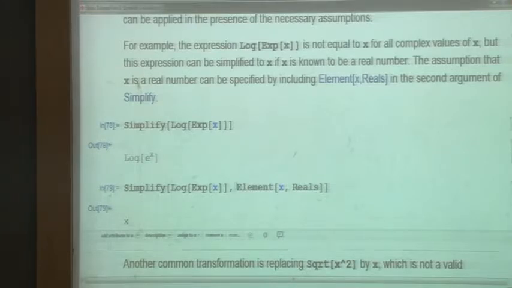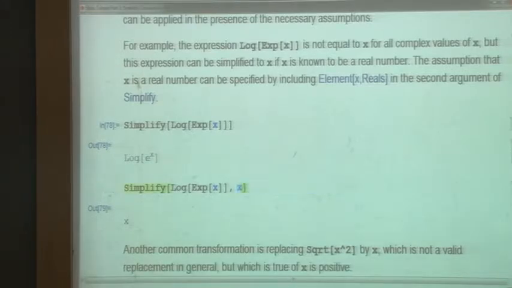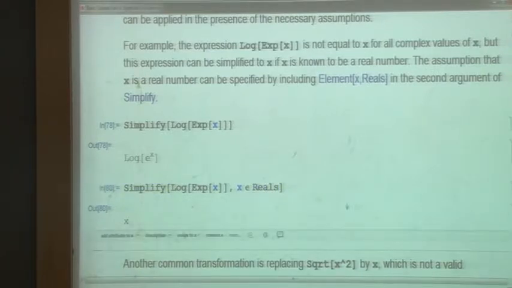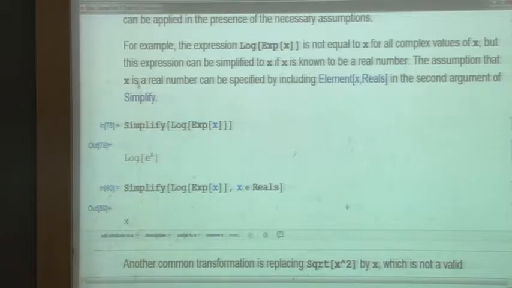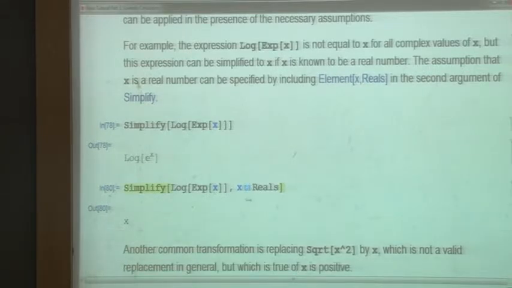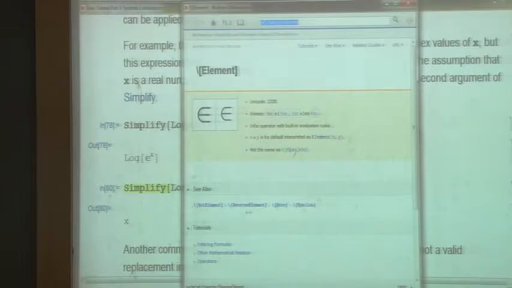By the way, the shortcut for this one is x, escape, elem, escape, Reals. This is the fancy version. If you prefer this one, the shortcut is escape E-L-E-M escape, element. If you want to know, you can always use F1, element. Maybe this notation is a bit clearer than the other one.